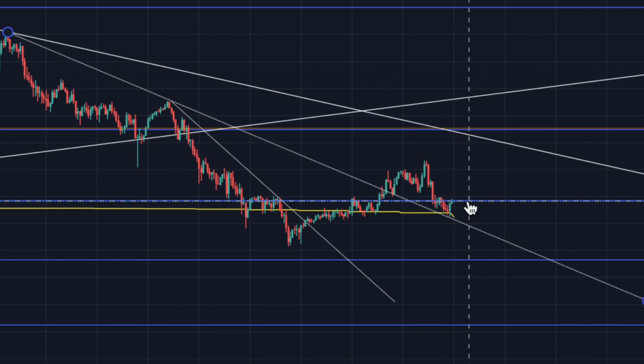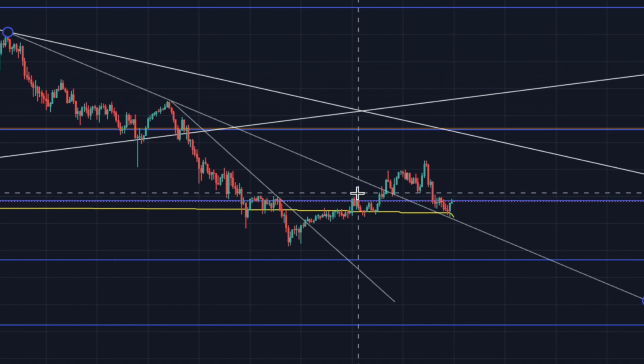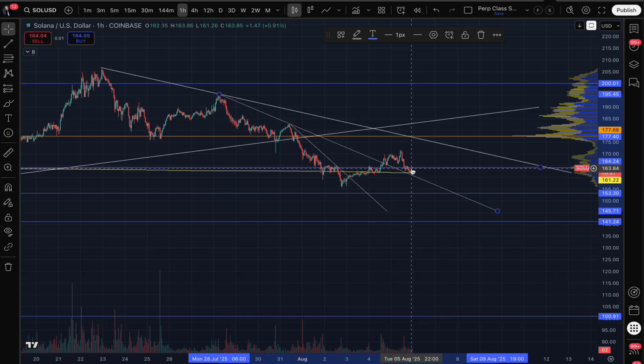You still obviously have this resistance overhead, and we have a little bit of work to do. But often the price action-based trend lines can move relatively quickly, and I would anticipate then we would get up to this next trend line and start to find resistance there. We also have this large volume cluster overhead. And if we break down from this trend line, that's giving you the opposite signal.